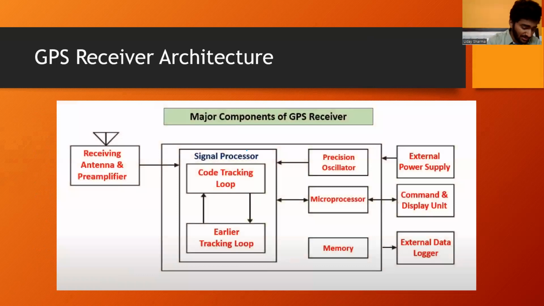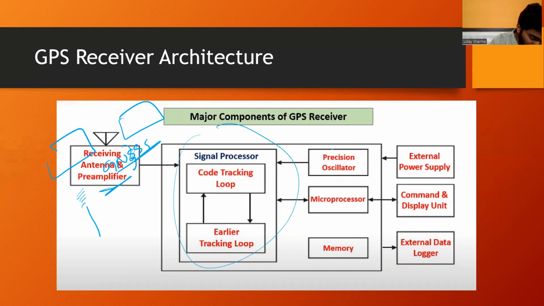As we can see, there are multiple units: signal processing unit, local oscillator, and external power supply. Receiving antenna or preamplifier. The receiving antenna is used to receive the signals from the satellites of the GNSS system. We will discuss more about the preamplifier part. We have a signal processor loop, precision oscillator, and a microprocessor, which is compulsory as we need to decode or analyze the given signal. The memory is connected with the microprocessor.